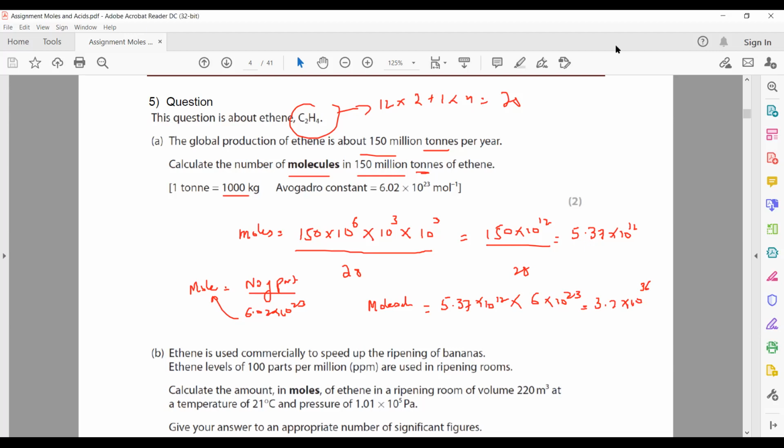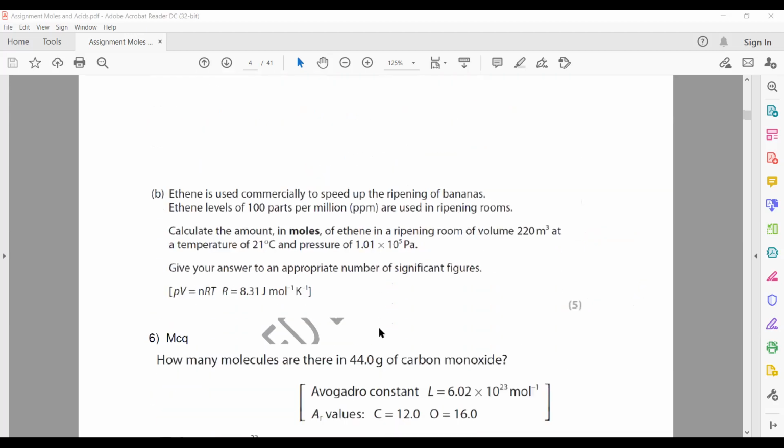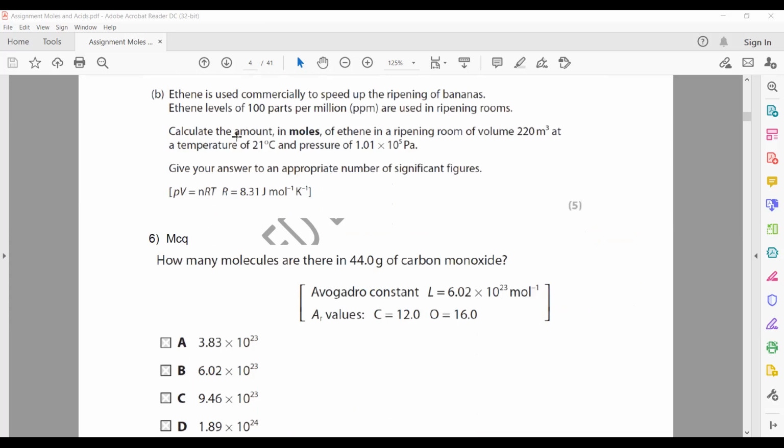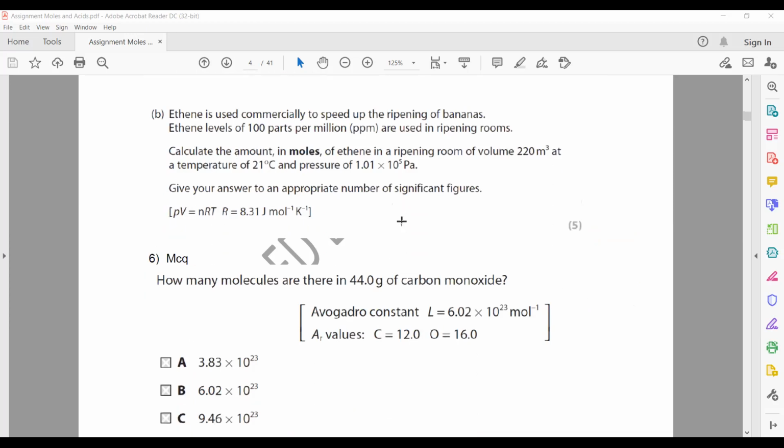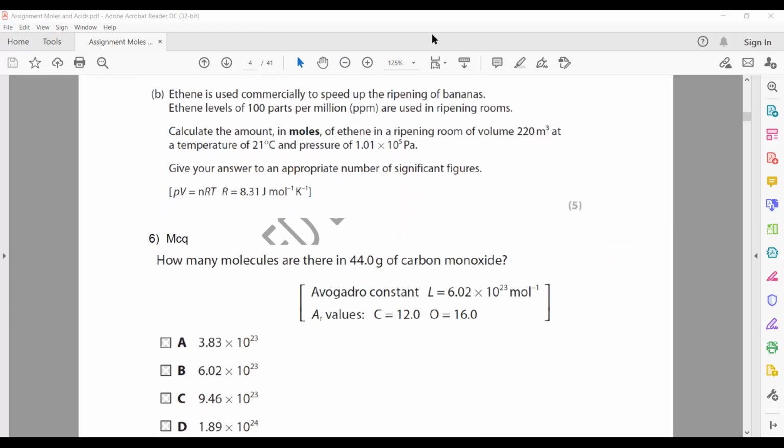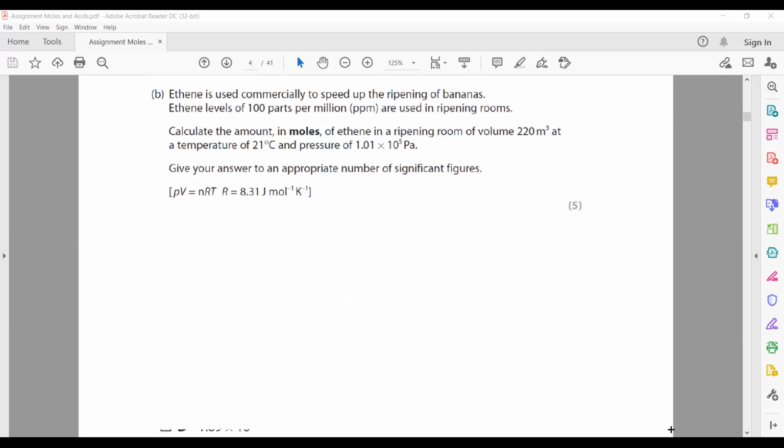Then the next part: ethene is commercially used in ripening bananas. The ethene level is 100 parts per million in a room. So how can we work this out? First we'll use the formula PV equals nRT to get the number of particles, and by using that we can work out the total number in the room.